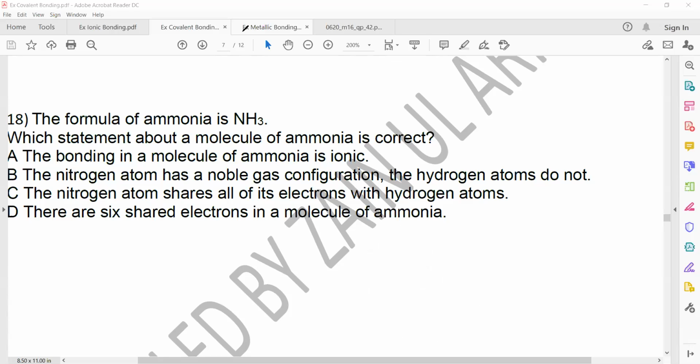Is it clear? Anyone else having a doubt in this exercise, ionic bonding?